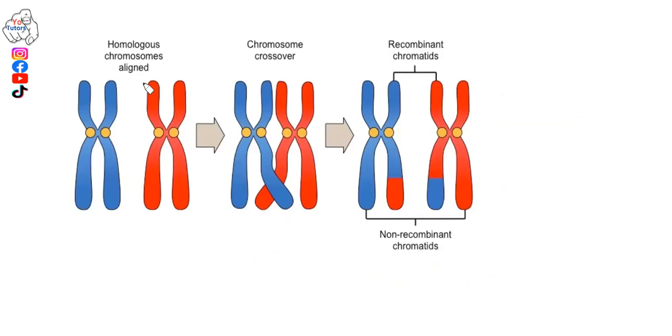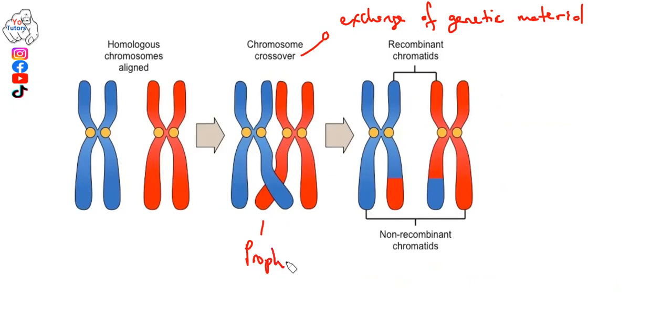Let's move on and understand the homologous chromosomes, and we also talk of crossing over. Crossing over is the exchange of genetic material. And when does this happen? It happens during prophase 1. We call the point where crossing over occurs the chiasma.